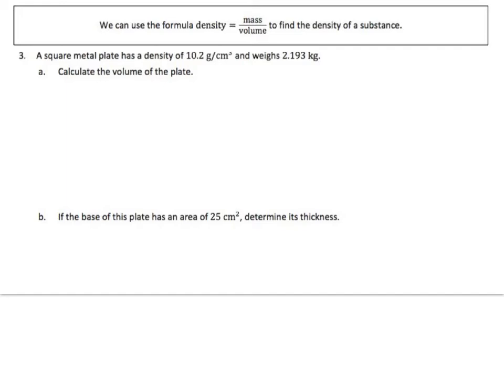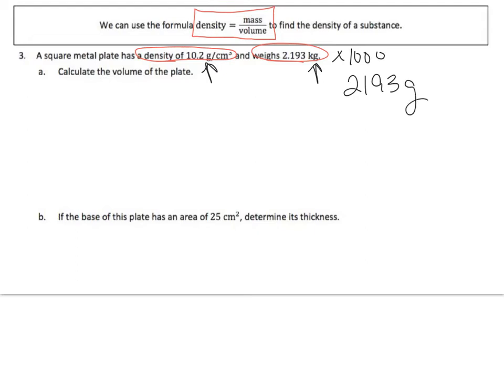So problem number 3 talks about a square metal plate and a density of 10.2 grams per centimeter cubed and a weight of 2.193 kilograms. So here we see that our formula for density equals mass over volume. So we are given density and we're given mass. If you notice, our density is in grams and our mass is in kilograms. So let's go ahead and change that. So to change kilograms to grams, I need to multiply by 1,000. That gives us 2,193 grams.